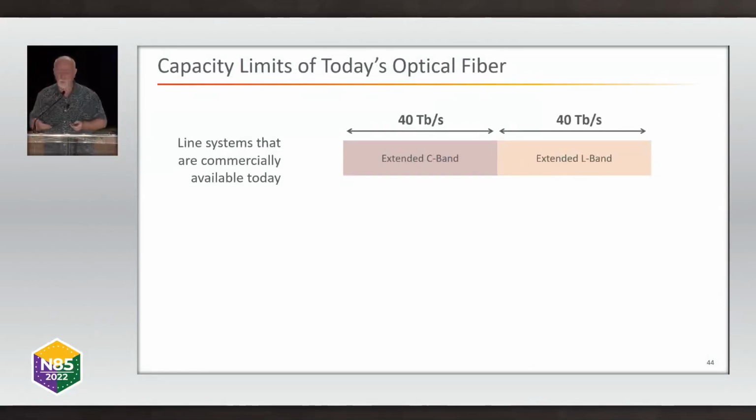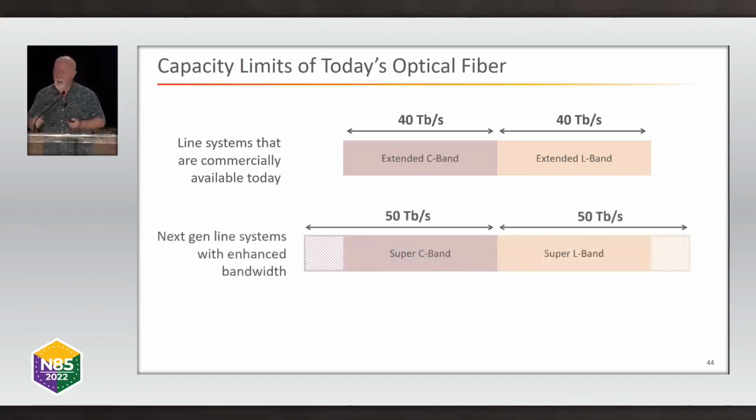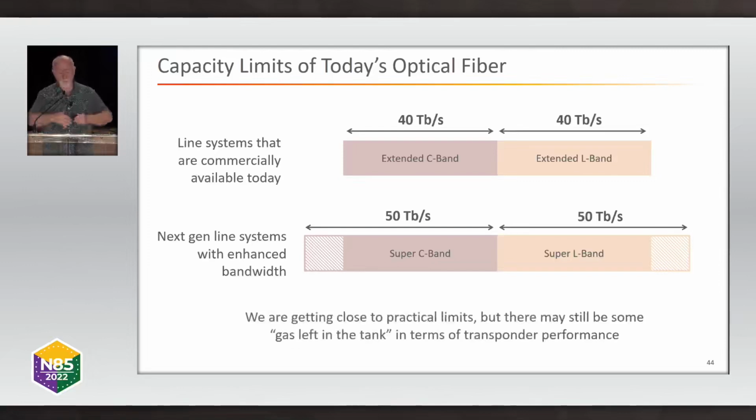Line systems that are commercially available today, you're looking at about 40 terabits in the C band and 40 terabits in the L band. Moving to Super C and Super L will increase that by about 25% in each of the bands. So you've got 50 terabits in your Super C band, 50 terabits in your Super L band. Beyond that, we're getting closer and closer to the practical limits, but there is some gas left in the tank in terms of increasing the wavelength data rates.